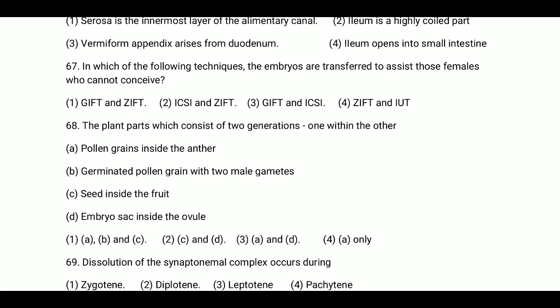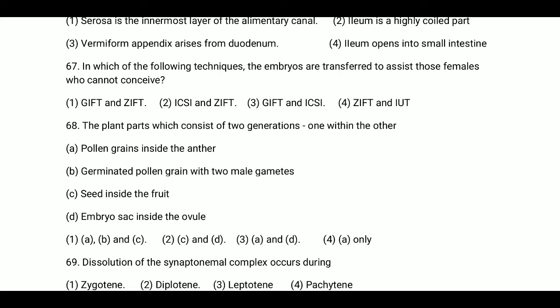The plant parts which consist of two generations, one within the other. Pollen grains inside the anther, germinated pollen grain into two male gametes, seed inside the fruit, embryo sac inside the ovule. Out of these options, how many options are correct is the question. First option is A, B and C, and D, A and D, A only.